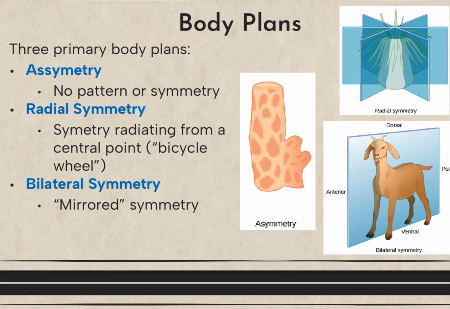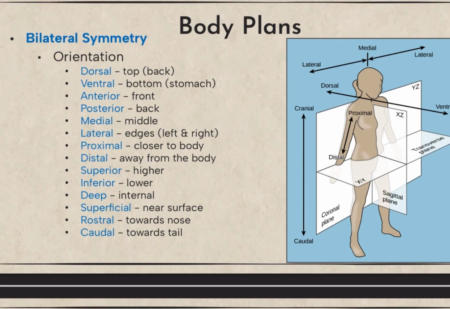There are 3 primary body plans. You can have an asymmetrical body plan, meaning there's no pattern, no symmetry at all. You can have a radial symmetry body plan, meaning that everything stems out from a central point. So think of a starfish or a sea anemone. Or you could be bilateral, and bilateral means that if I split you in half, I'm going to have essentially mirrored sides. It's going to be symmetrical on both sides. It might not be entirely exact, but overall, they are mirrored sides. Now, let's take a look at bilateral symmetry orientation.